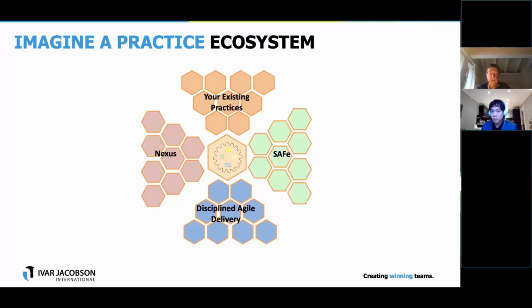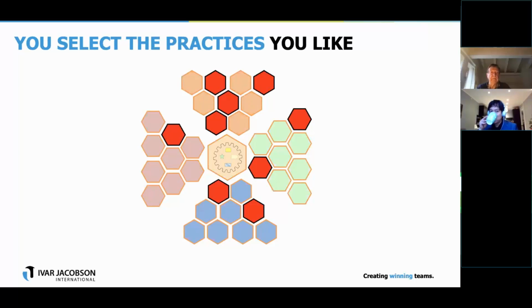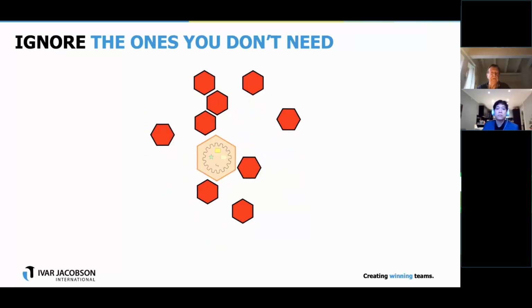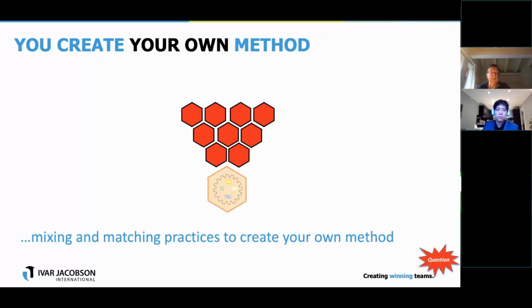Now you want to do something. You select the practice you like, and you know that this is something we really understand we need. You don't get a lot of practices that you don't know why you should use. You select practices that fit your problem, and then you ignore the rest. You don't need them. And you put it all together into a method. So this is one method that you have created based on your need, not because someone has told you to do it.